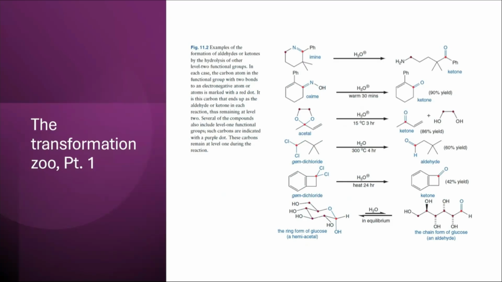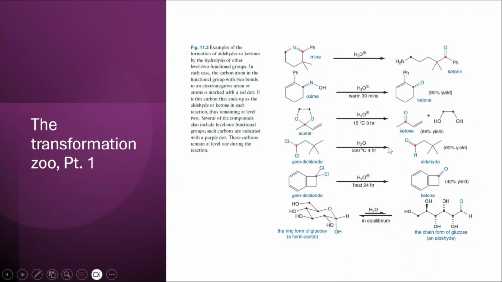So right here is what I like to call the transformation zoo. So we have a bunch of level 2 functional groups, and here are many of the transformations that they can go under. So we have stuff like gem dichlorides, so we have that carbon here with 2 bonds to chlorine. We have acetals, oximes, imines, and also the ring form of glucose, which can be considered a hemiacetal.